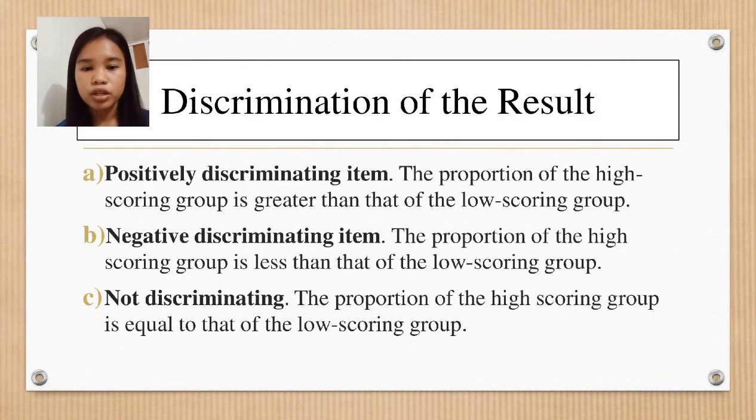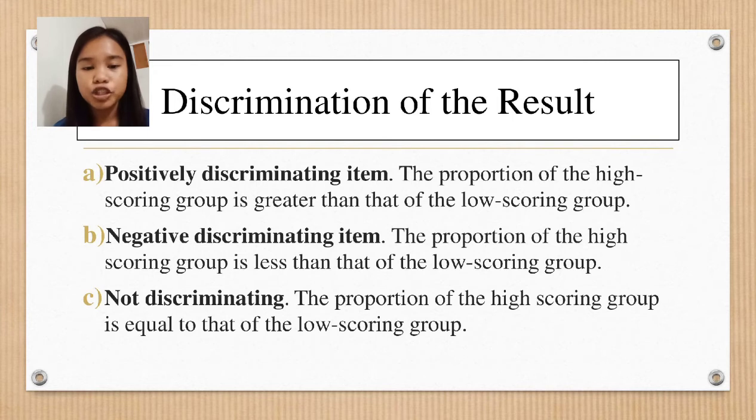A positively discriminating item is one where the proportion of the high scoring group is greater than that of the low scoring group. So mas marami pa yung nakakuha ng high score kaysa sa low score. A negatively discriminating item is where the proportion of the high scoring group is less than that of the low scoring group. So di bale, opposite sila. Sa negative, yung mababa lang yung nakakuha ng high score.